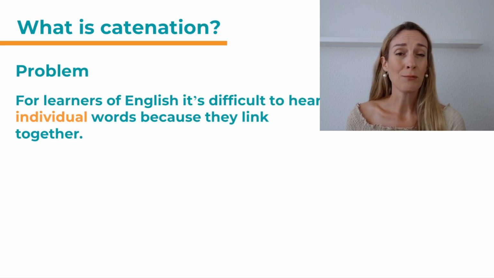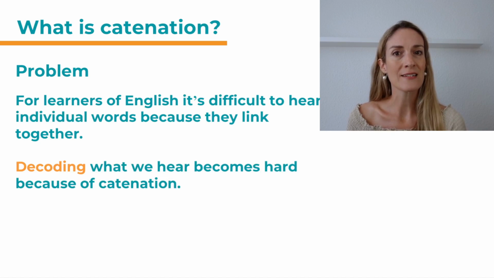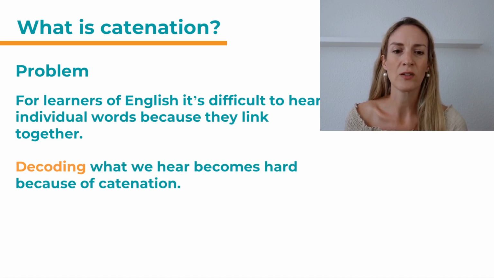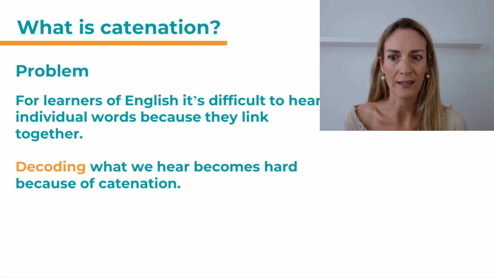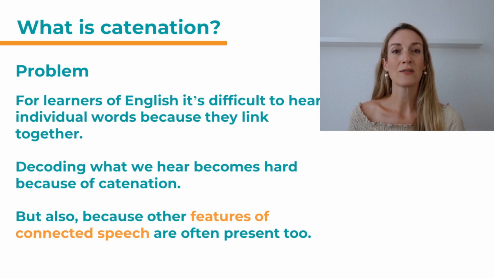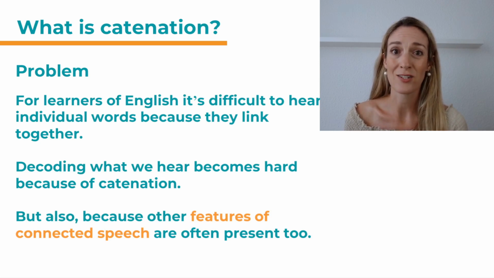Now, what is the problem with this? Well, first of all, for learners of English, it's really difficult to hear individual words because they link together. Sometimes they just sound like one long word. And that means when you listen to English, decoding what you hear becomes hard because of catenation. You might think, I don't know what they're saying. But also because often other features of connected speech are present too. Let's have a look at some examples.